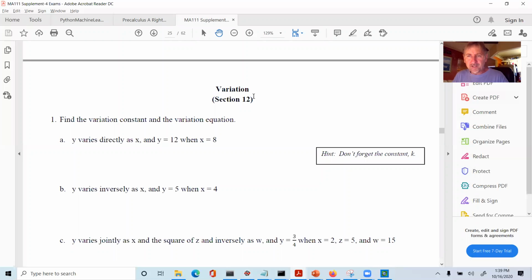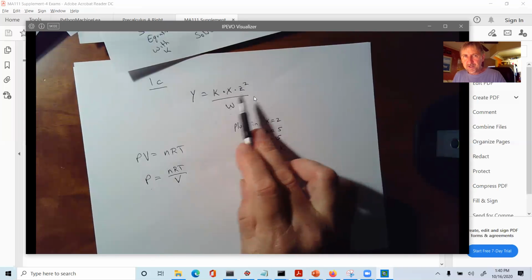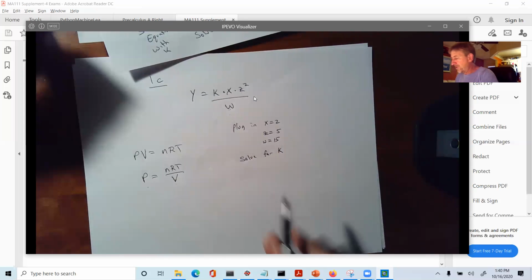All right, then I'm going to let you guys plug these in here: x equals 2, z equals 5, and w equals 15. Solve for k, and then set up the final equation with y equals. So I'm going to let you just plug in these values and solve for k. You've got all the pieces. Solve for k, then finalize the equation and check your answer in the back.